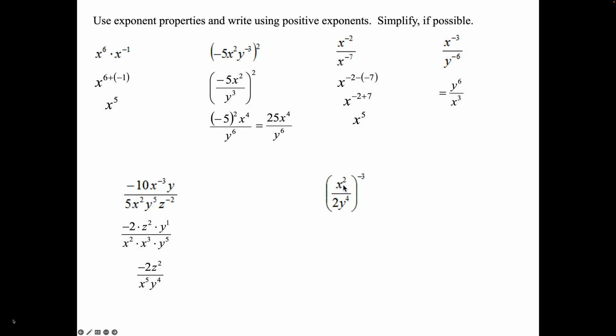All right, here we have x squared over 2y to the 4th, all inside parentheses, to the negative 3rd power. Okay, negative on the outside. Flip the fraction on the inside. 2y to the 4th on the top, x squared on the bottom. Remember, 2 to the 1st, so that becomes 2 to the 3rd. y to the 4 times 3 is 12. 3 times 2 is going to be 6. 2 to the 3rd is going to be an 8. And now we have simplified everything.